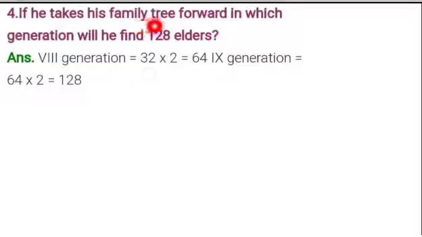If he takes his family tree forward, in which generation will he find 128 elders? So let us see. We have seen that in the 8th generation it was 32 twos are 64, and in the 9th generation it will be 64 twos are 128. That means in which generation does the family tree show the number of elders as 128? That's generation number 9. I hope students you have understood all very well.